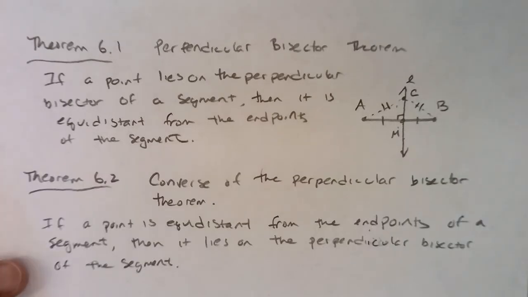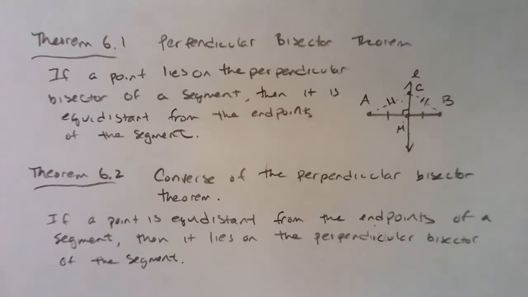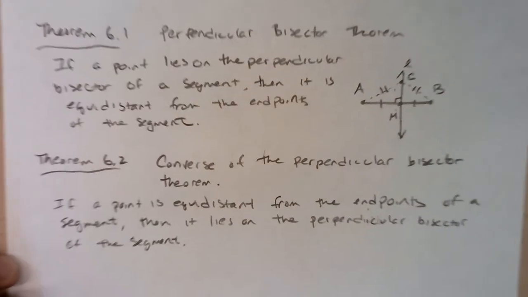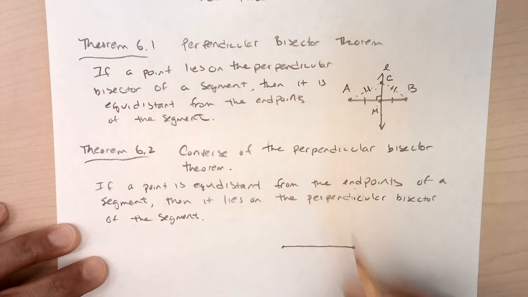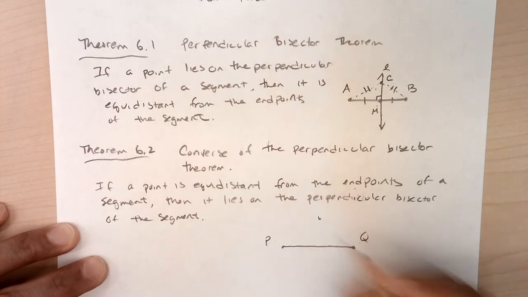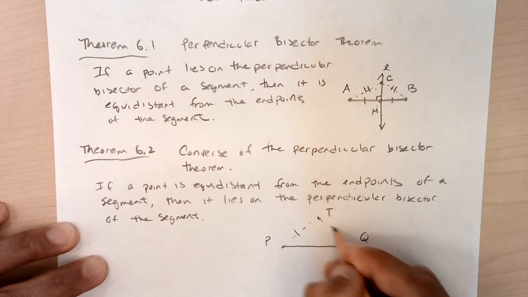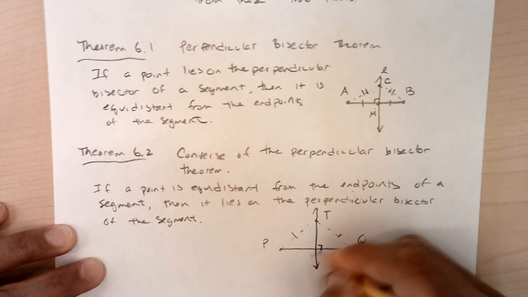So the converse of the perpendicular bisector theorem states: if a point is equidistant from the endpoints of a segment, then it has to be on the perpendicular bisector of the segment. So let me give you an example. Let me zoom out a little bit so we can see a little more of the diagram that I'm about to draw. Let's just say I have a segment PQ. If a point is equidistant from the endpoints P and Q, right here, let's just call this point T, if it's the same distance away from P as it is from Q, then it has to be on the perpendicular bisector of the segment.